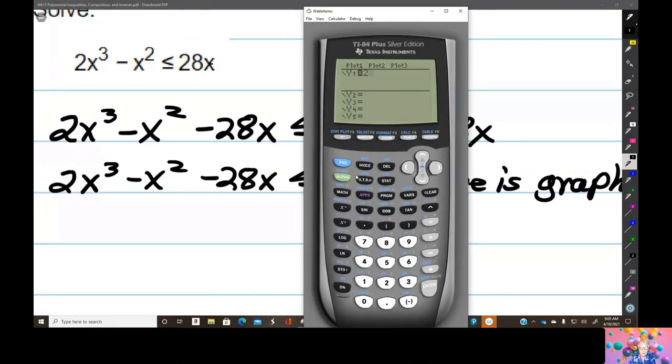So 2x^3, right arrow key to come down or close parentheses, minus x squared minus 28x. Yep. Okay, I'm going to zoom 6. That just takes me back to the home screen. Well, okay, that's nice.